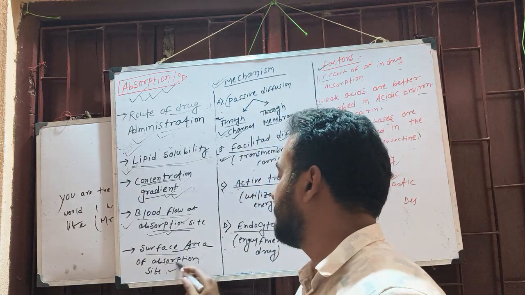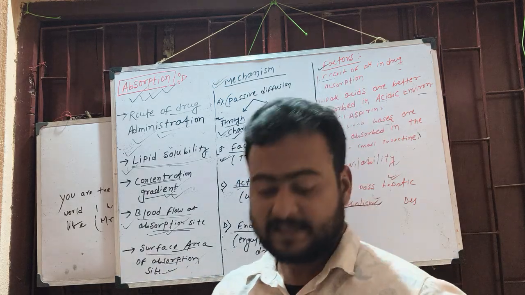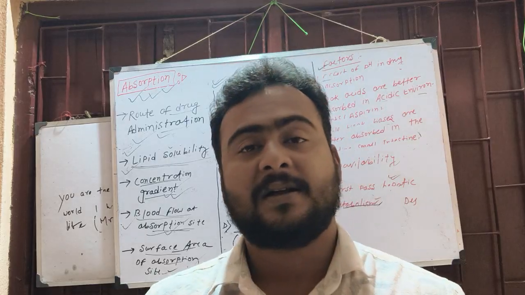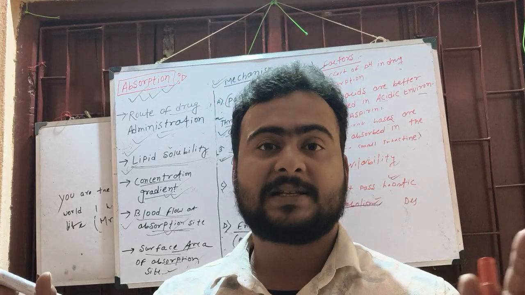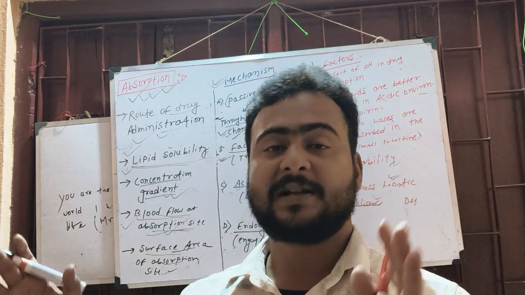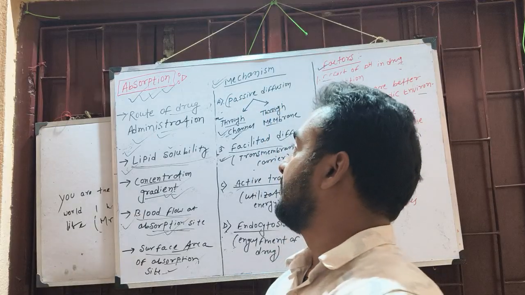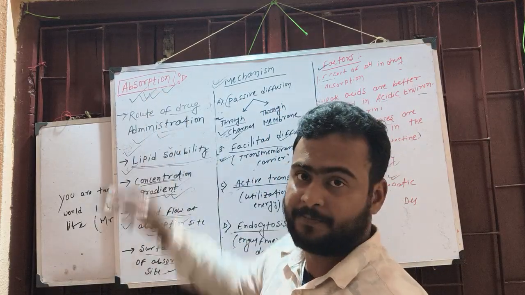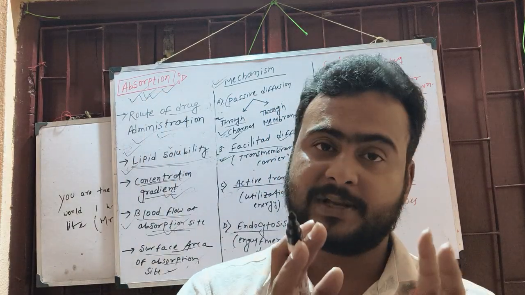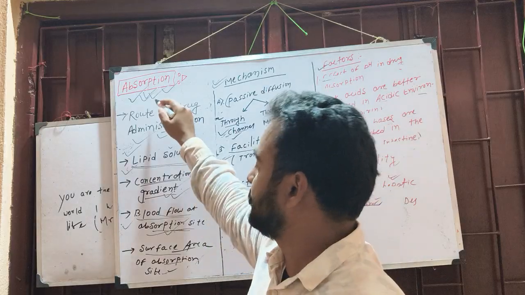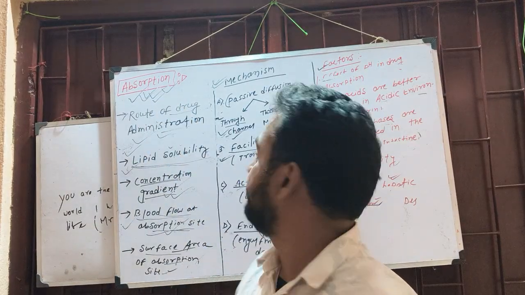Now the surface area of the absorption site. The larger the surface area, the higher the rate of absorption will be. If the absorption area is small, the rate of absorption will be lower, right?